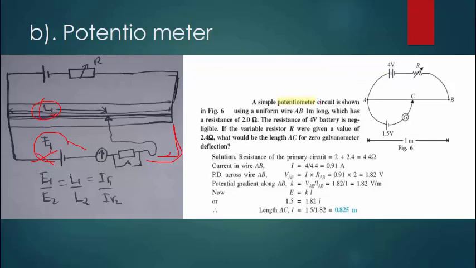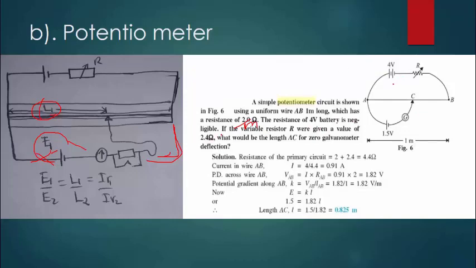So we have a question or an example as follows. A simple potentiometer circuit shown in figure 6 using a uniform wire AB, 1 meter long, kama hapo na kwa 1 meter long kama kwenye meter bridge, which has resistance of 2 ohms. The wire has resistance of 2 ohms. Kama wire una 2 ohms resistance, it means ni 2 ohms per meter. So it is 1 meter. The resistance of the 4 volts battery is negligible.